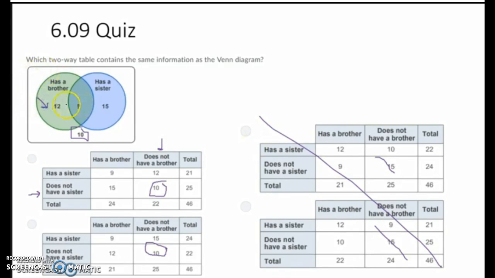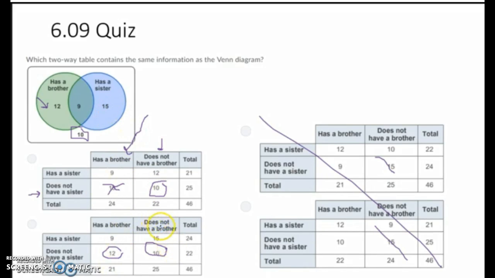Then we'll just start looking at another part of the Venn diagram. Let's look at the 12 people that have a brother but don't have a sister. So there should be 12 people that are in the has a brother category but are also in the does not have a sister category. And that one has 15 people. So that's not correct. There's not 15 people that have a brother and don't have a sister. There are 12. So the second one has to be correct.